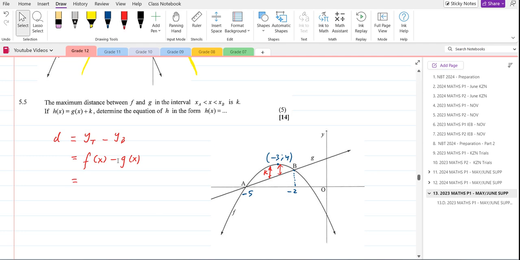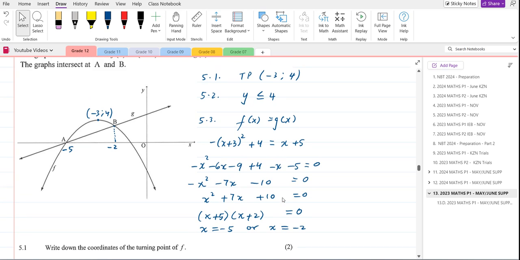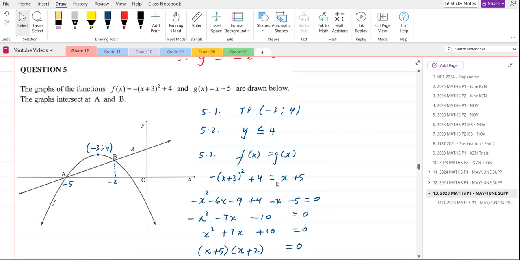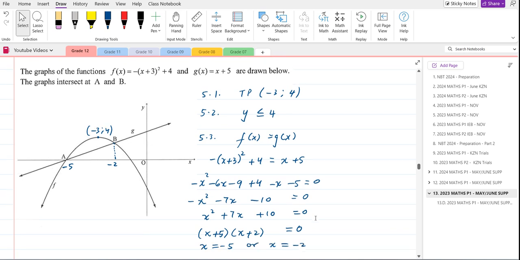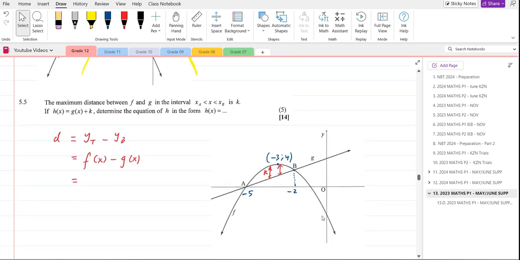And we know what f of x minus g of x is. We've got f of x here and we minus g of x. So we can use minus x squared minus 7x minus 10 from above. Minus x squared minus 7x minus 10. So I'm going to find the maximum value of d.